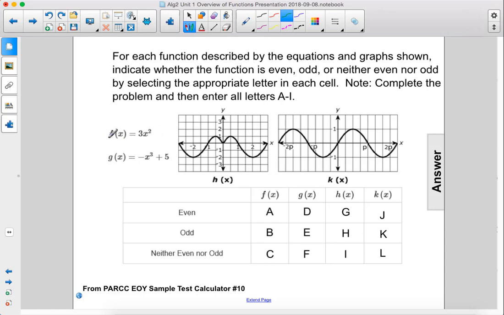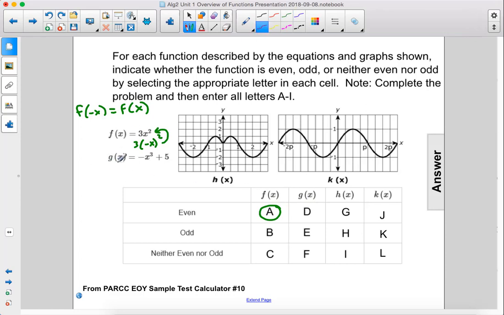Alright, so this looks like it could be even. Let's test it out. If a function is even, that would mean that f of negative x equals f of x. So if we do plug negative x in here, that would become 3x squared again, since negative x squared is positive x squared. So yes, f of x is even.